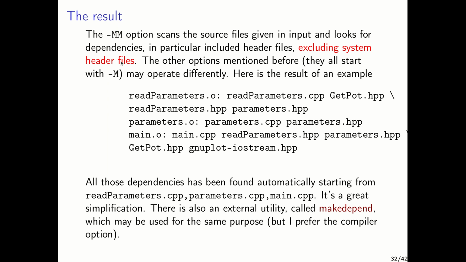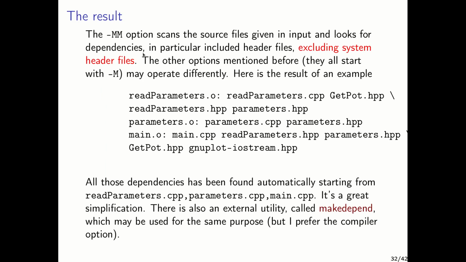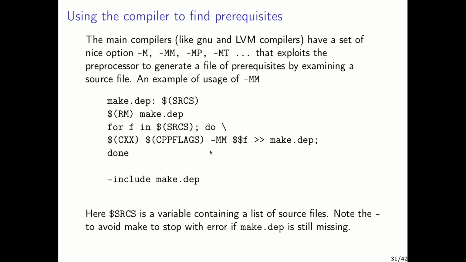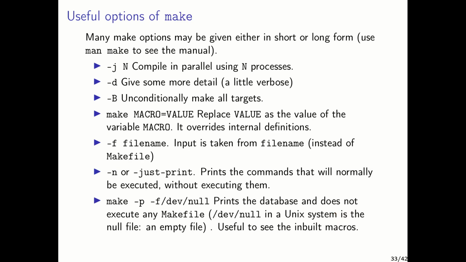If you use other options, for instance if you just put -M, you are going to find among the dependencies also the files of the standard library, for instance vector and so on. I don't want that. I just want the dependencies on the files that are reasonably under my control, okay? There is also an external utility called makedepend that does more or less the same thing, but I prefer to use a compiler because certainly the compiler knows where to look for include files, right? I mean, it is its job to do it.